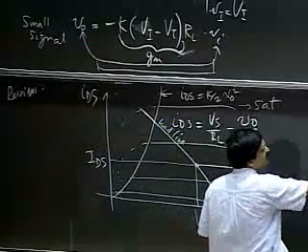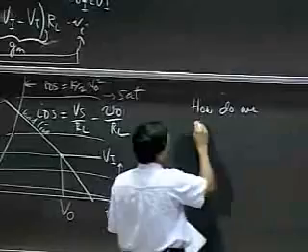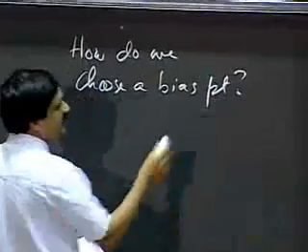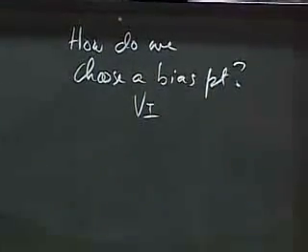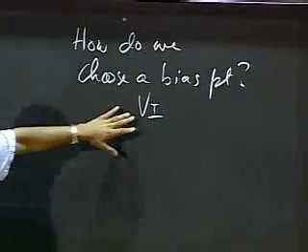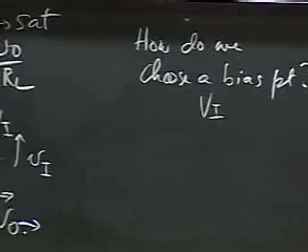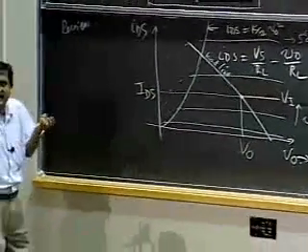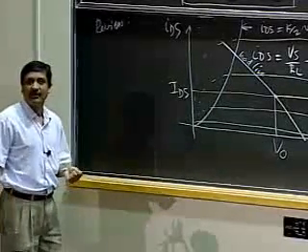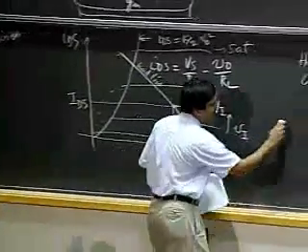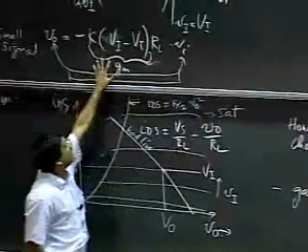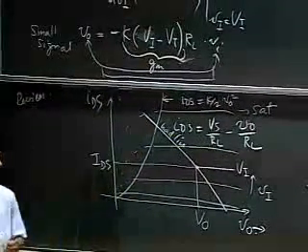So the question is, how do we choose a bias point? In our particular example, let's say we are free to play around with VI, and I can choose various bias points. So where do you set the bias point? What are the various characteristics of the circuit that relate to my bias point? Well, first, of course, is gain. The gain depends on how I choose VI. I'll show you that in a moment.